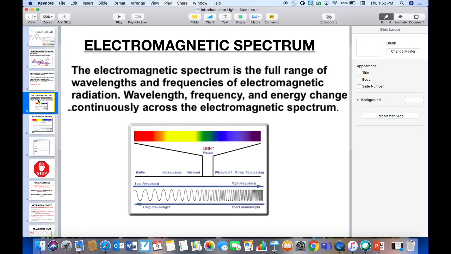Okay, all of these electromagnetic waves are a part of the electromagnetic spectrum, and you see that diagram on this screen. I know you have seen the electromagnetic spectrum before and have probably talked about each of these different types. So the electromagnetic spectrum is basically the full range of electromagnetic radiation with different wavelengths and frequencies.